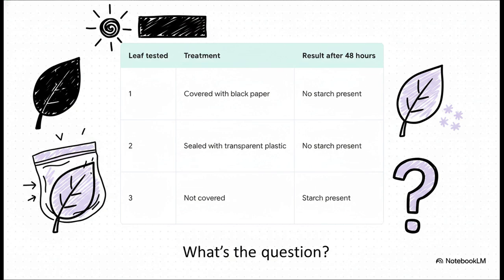After 2 days, only leaf 3 has any starch. So, what's the question they're going to ask? And there it is, a hefty 5-mark question. And the command word is explain. That's a huge clue. It means you have to give the reasons why things happen. So, how do we make sure we get all 5 of those marks?